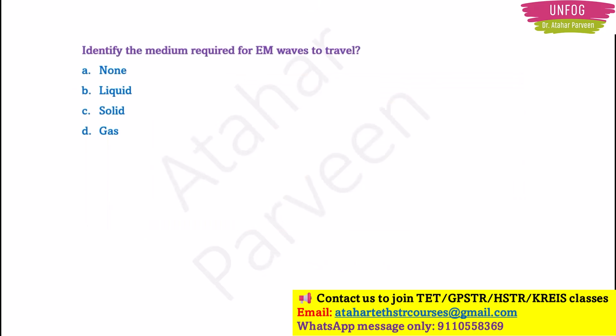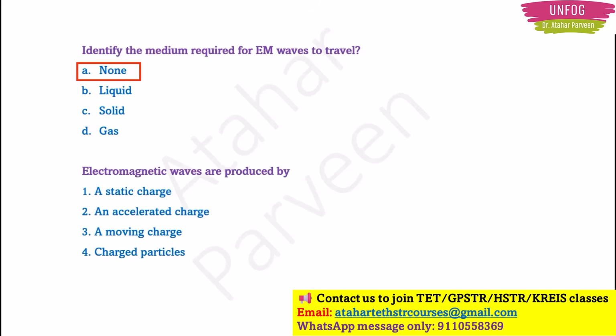Now let me talk about all the expected questions. I have gathered many expected questions and believe me, any question will come from these questions only. The first question is, identify the medium required for electromagnetic waves to travel. I am sure you all know the answer. Yes, it will be none because it can travel through vacuum also. Next question is, electromagnetic waves are produced by, of course they are produced by accelerating charges.